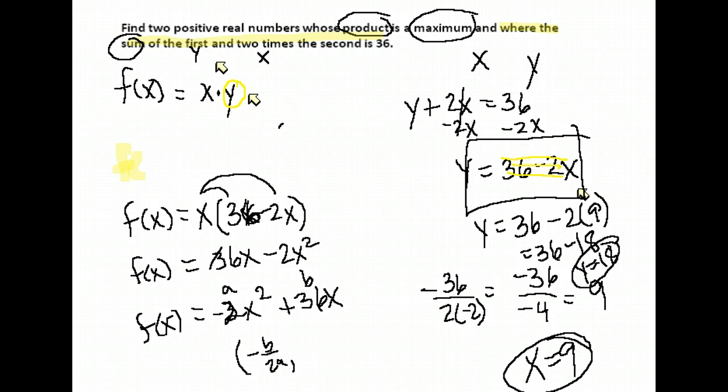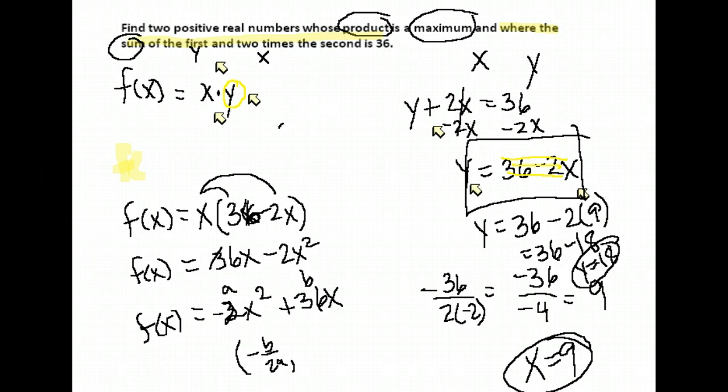Okay, so the solution to this problem is that one of my numbers is 9, the other is 18. Again, what you do is you start out with your function being a product of two numbers. You then use the second part of the problem to set up a second equation: y plus 2x is 36.